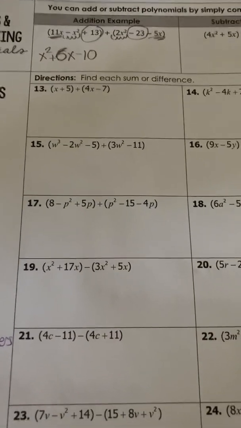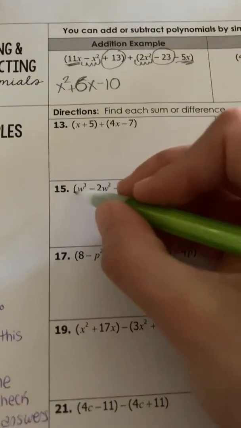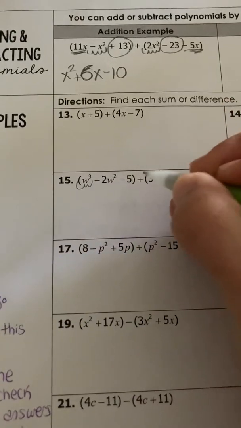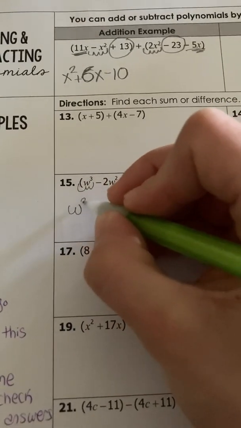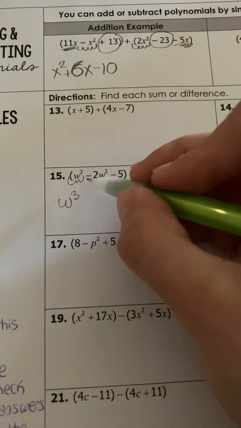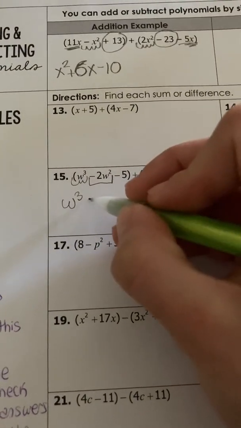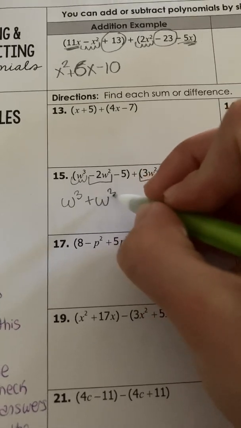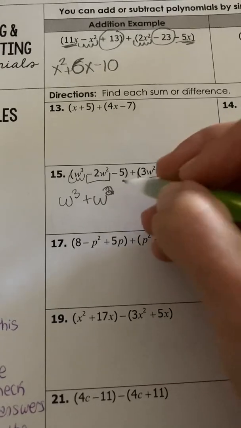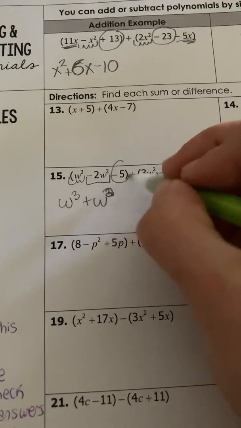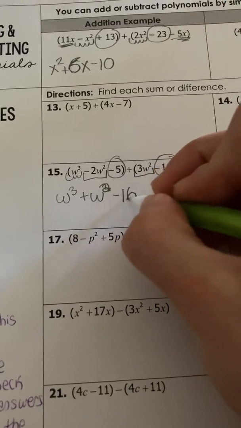So we can do some more adding ones here. Let's do number 15. So we have a w cubed, and this time there really is only one cubed, okay? W squared, we have negative 2 and positive 3, which would be 1 w squared. Do we have any regular w's? Doesn't look like it. And then we have a -5 and -11, which combines to -16.